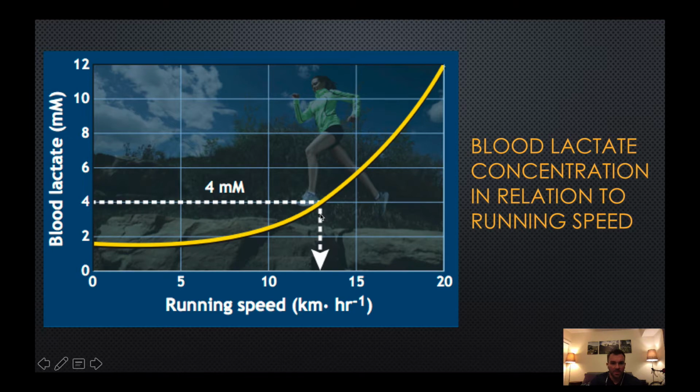So here you have the onset of blood lactate. Here we know your running speed. Here we might know your heart rate. And now you could train at this point to try to improve that, try to shift this yellow line to the right. And that would be the goal.